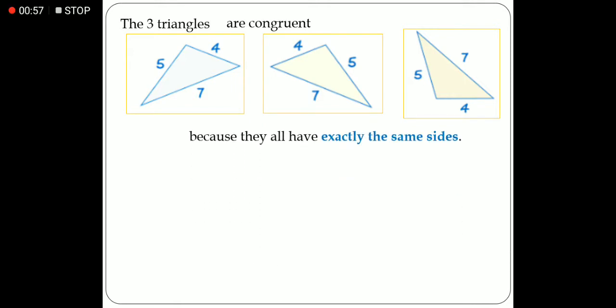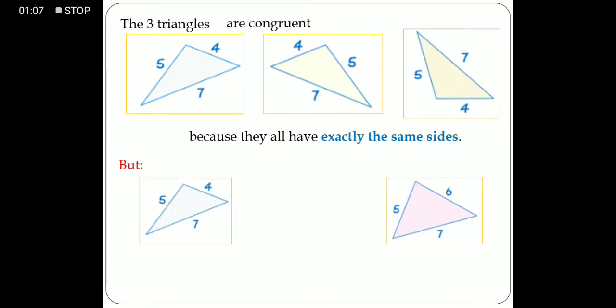The justification is that they all have exactly the same sides: 4 centimeters, 5 centimeters, and 7 centimeters. But if we look here, the first triangle, its sides are 4, 5, and 7. The unit used is centimeter, of course. The second one has 5, 6, and 7. Since they have different measures, then I can say that these triangles are not congruent. They don't have the same measure of the sides.